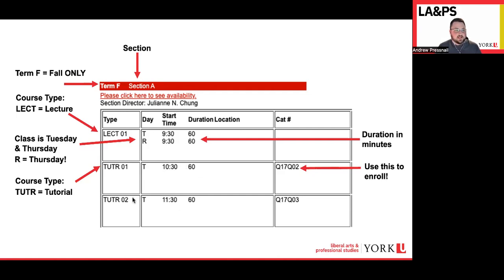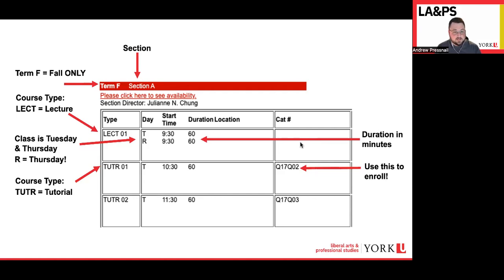And as I said, you select one tutorial only, and then over on the right here, you will use this catalog code. This will help you; this is what you will need to actually enroll in your course. Now you'll see this catalog code is different than the catalog code here for tutorial 2. And you'll notice that there is no catalog number. There's no code for the lecture.